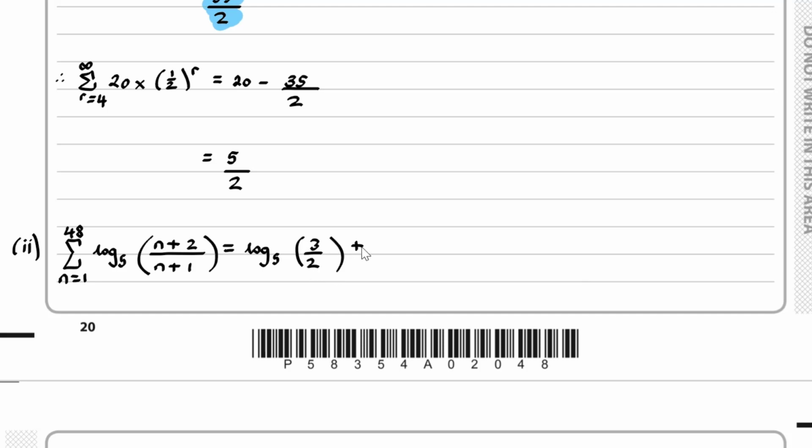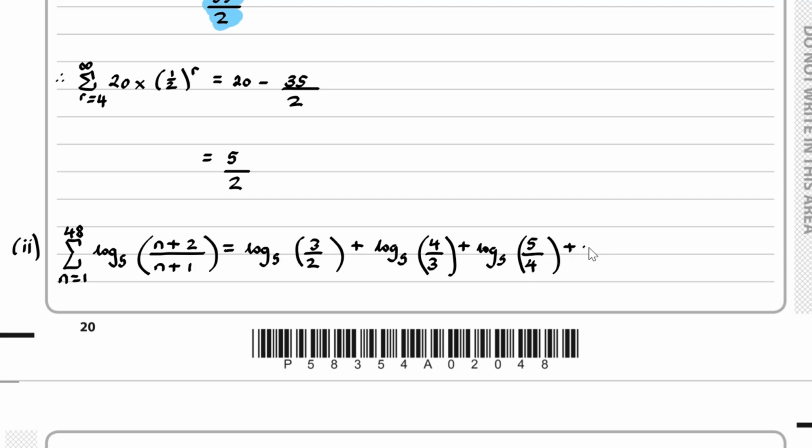When n is equal to 2, we have 2 plus 2, which is 4, and then 2 plus 1, that's 3. So we have log base 5 of 4/3. When n is equal to 3, we have 3 plus 2 over 3 plus 1. So we have log base 5 of 5/4.